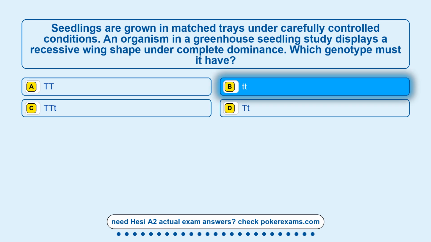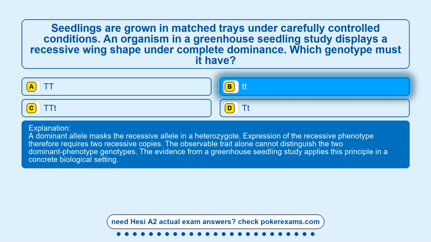The correct answer is option B, TT. A dominant allele masks the recessive allele in a heterozygote. Expression of the recessive phenotype therefore requires two recessive copies. The observable trait alone cannot distinguish the two dominant-phenotype genotypes. The evidence from a greenhouse seedling study applies this principle in a concrete biological setting.